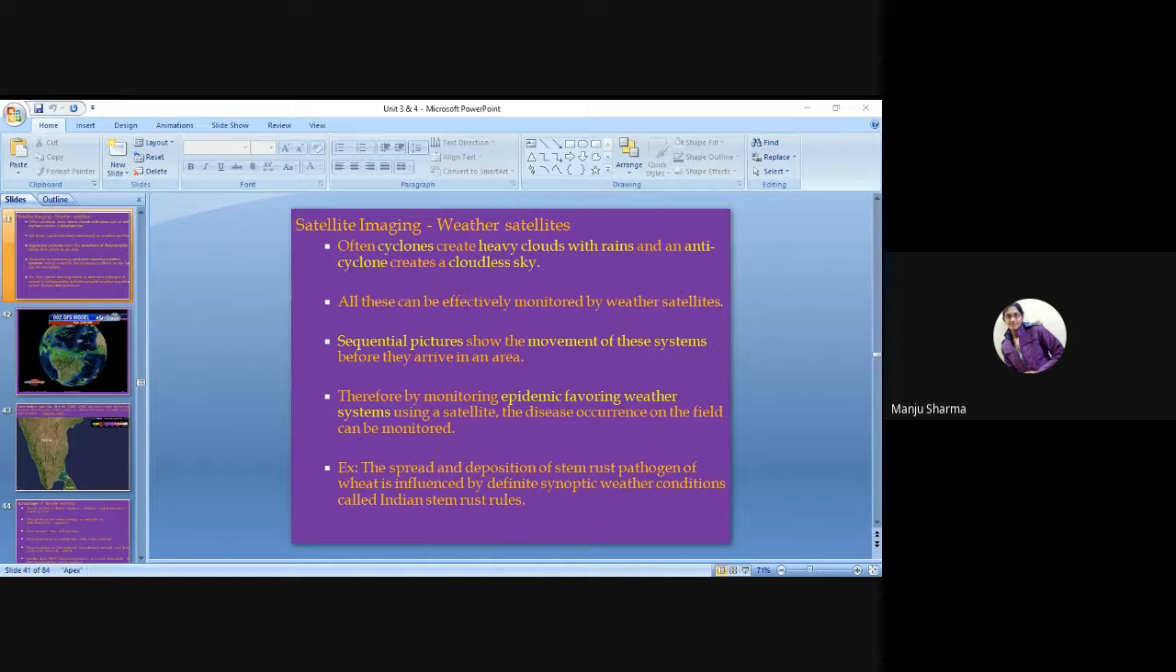Therefore, by monitoring epidemic-favoring weather systems using a satellite, disease occurrence in the field can be monitored. For example, the spread and deposition of the stem rust pathogen of wheat is influenced by definite synoptic weather conditions called Indian stem rust rules.